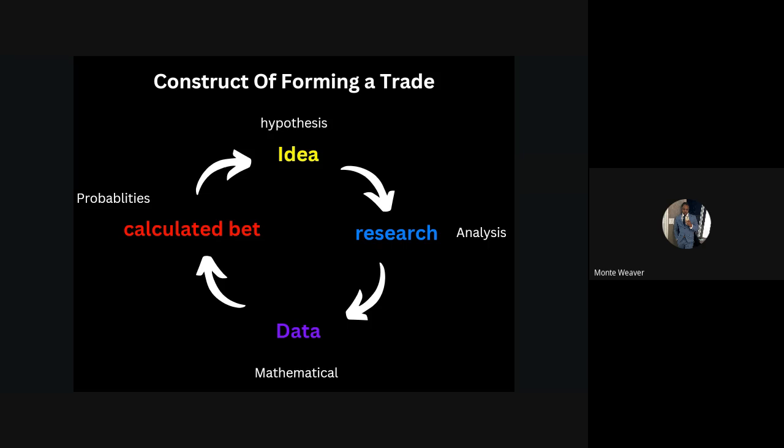And you need all four because you can have an idea and research and a calculated bet, but if you don't have the data behind it, the trade is probably not going to go in your favor, right? Or we can have a calculated bet, an idea, and data, but if we don't have research behind it, the trade is probably not going to go in our favor.